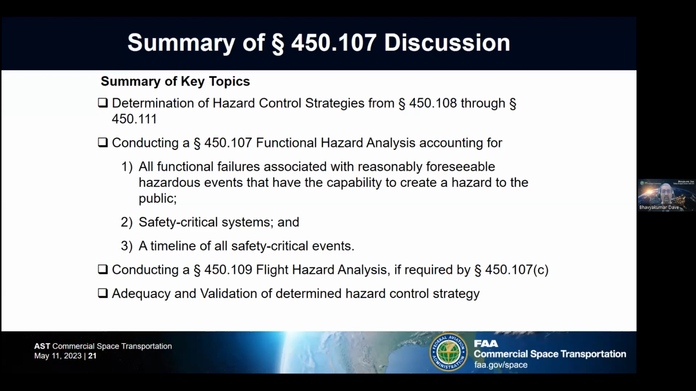All right, so to summarize, we talked about the determination of hazard control strategies from 108 through 111, and those are the four approved types of hazard control strategies. We also talked about the applicant conducting a 107 functional hazard analysis, and that the functional hazard analysis should document these three things: all functional failures associated with reasonably foreseeable hazardous events that have the capability to create a hazard to the public. And the functional hazard analysis should also document all of the safety critical systems and a timeline of safety critical events. We also talked about the applicant conducting a 450-109 flight hazard analysis, especially if it is required by 107C. And we talked about the adequacy and the validation of the determined hazard control strategy or multiple strategies. Okay, next slide, please.